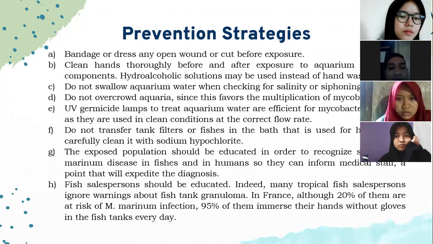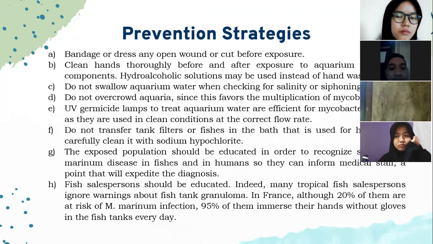Number 4 is do not overcrowd aquaria since this favors the multiplication of mycobacteria. Number 5 is that a UV germicide lamp or treating aquarium water is efficient against mycobacteria as long as it is used in clean condition at the correct flow rate. Number 6 is do not use the bath that is used for humans to transfer tank filters or fish, or else carefully clean it with sodium hypochlorite.